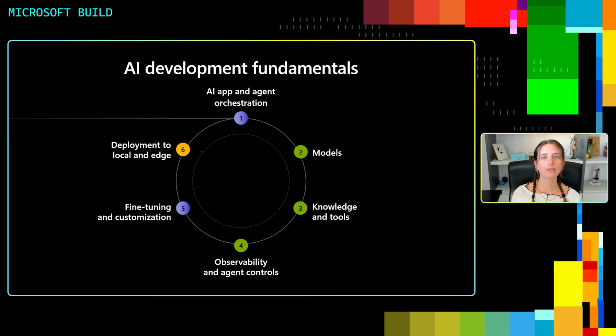You can continuously evaluate your solution through every stage of the AI development lifecycle with proper content safety and security measures included in every layer of your AI app or your AI agent. Also, AI apps and agents should be tuned and customized continuously to fit the business needs. And finally, you need the ability to deploy anywhere you want, including to local and edge devices.